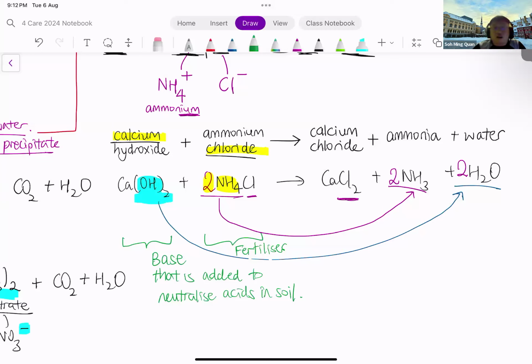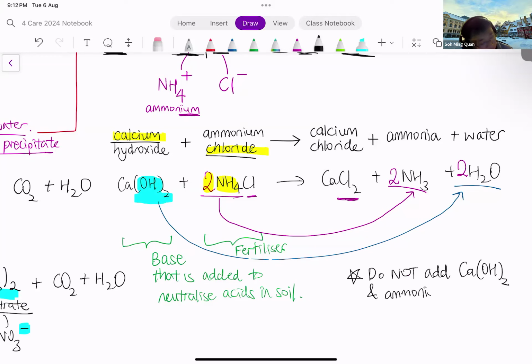So there are many ions which are not very well tolerated by plants. Calcium happens to be one of the ions that's more well tolerated. Hence, calcium hydroxide is the base that's added to neutralize soils. Okay? Again, however, we should not add the calcium hydroxide and the ammonium fertilizer at the same time. We should not add the base and the fertilizer at the same time to the soil.